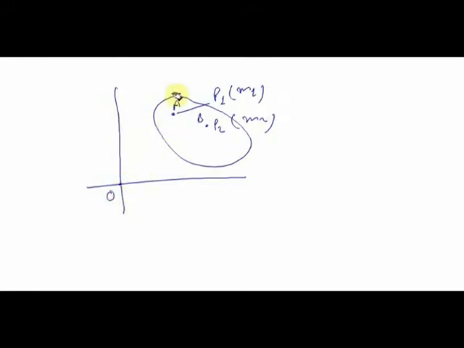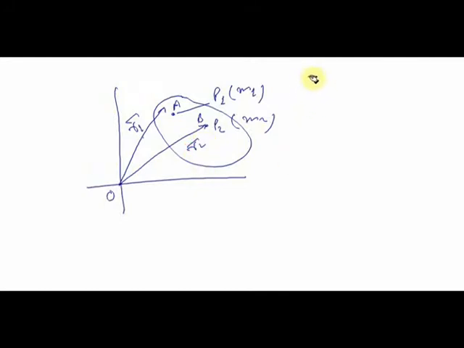So if this is our frame of reference, then we'll try to find out the velocity, position vector and acceleration of the particle with respect to this frame of reference. So suppose this is position vector r1, this is our position vector r2.